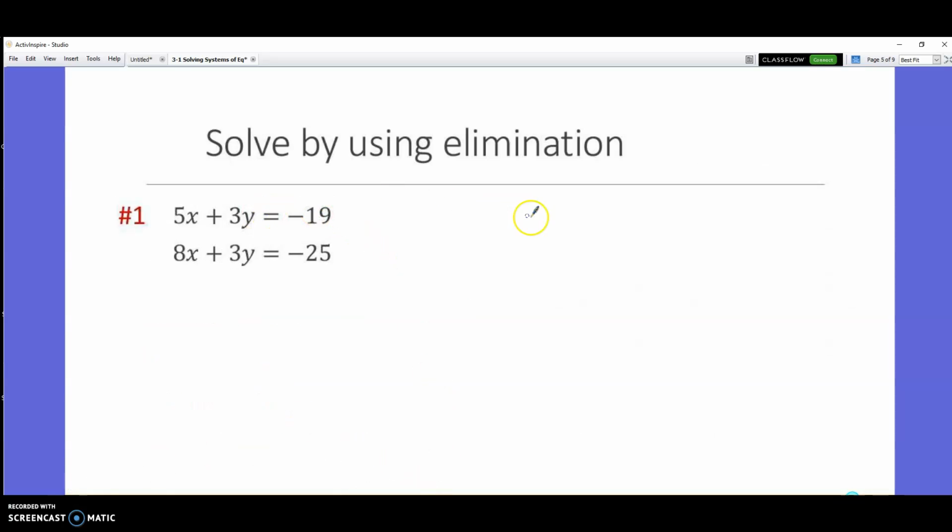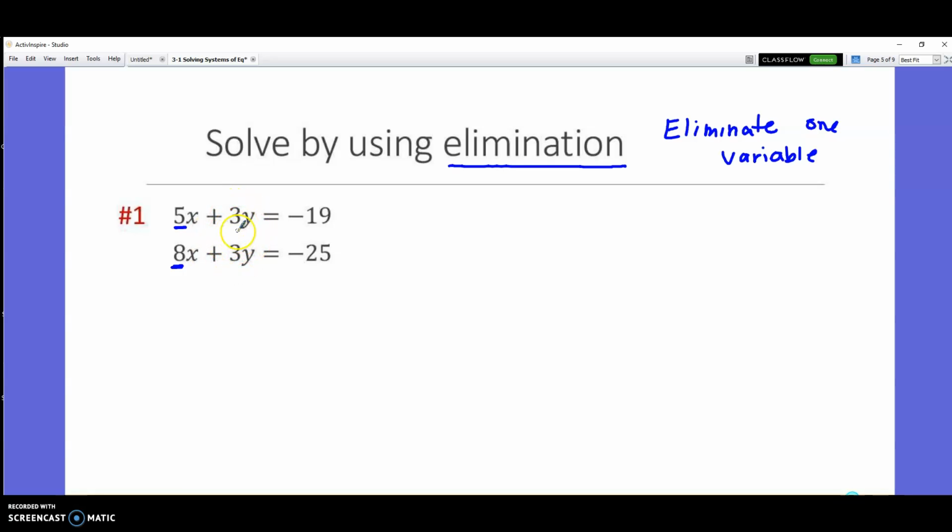Another way to solve systems is by using the elimination method. For elimination, you're going to eliminate one of your variables. So we look at our coefficients. For my x, my coefficients are 5 and 8. The greatest common multiple between those two is 40. So I could turn one into positive 40 and the other one into negative 40, add the two equations together, and then they would eliminate.